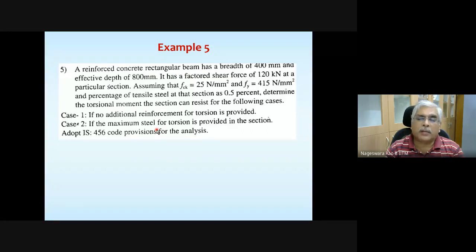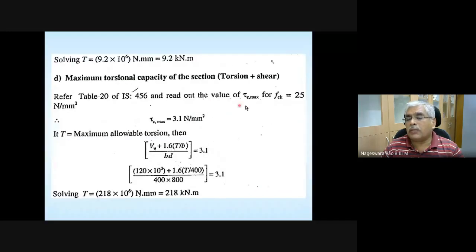What is the maximum permitted shear stress? So even if you provide maximum reinforcement, your shear stress cannot be exceeded beyond what is given in table 20. So that is the reason why this is given here, to illustrate how to make use of the information that is given in table 20. So tau c max is read from this table 20, and making use of this tau c max, the torsional moment that can be applied is calculated. Any questions here?